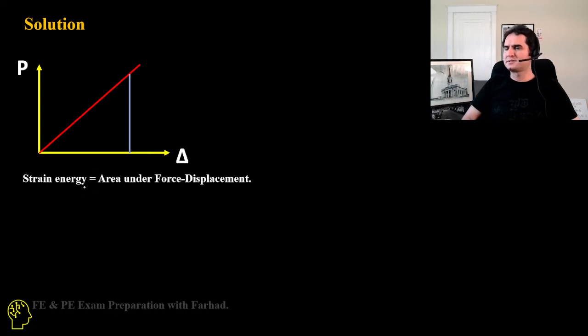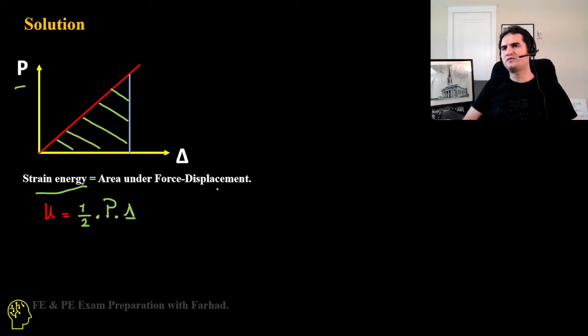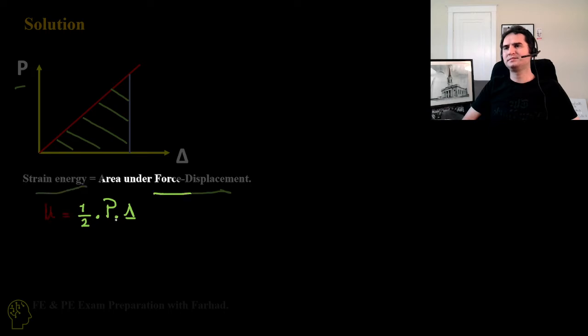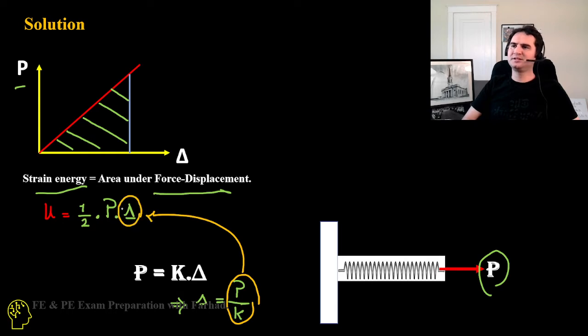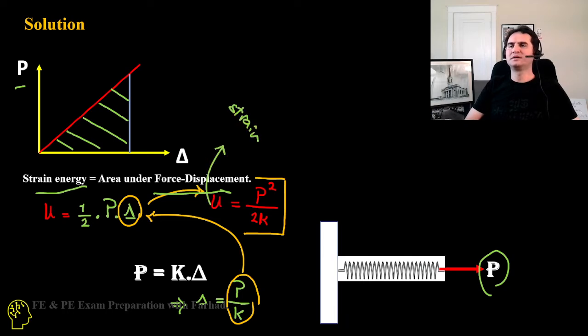And again, based on the P-delta diagram, strain energy is the area under the force-displacement curve. So U is half the area of this triangle, which is a half of P times delta. And again in a spring, if we replace delta in the strain energy formula, it says U, or strain energy, is equal to force squared over 2 stiffness.